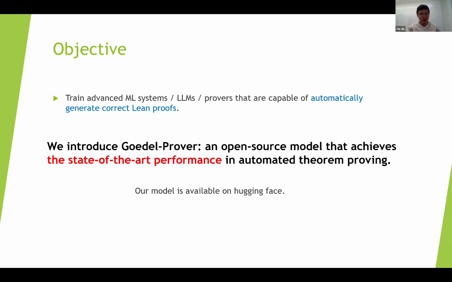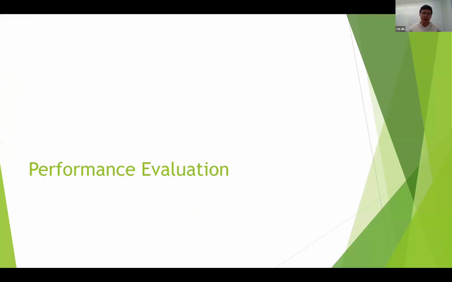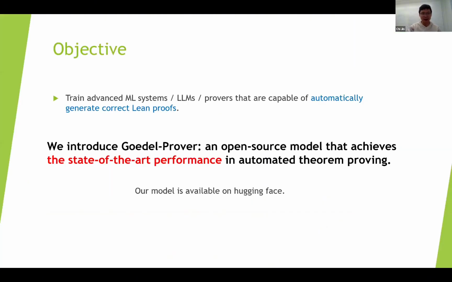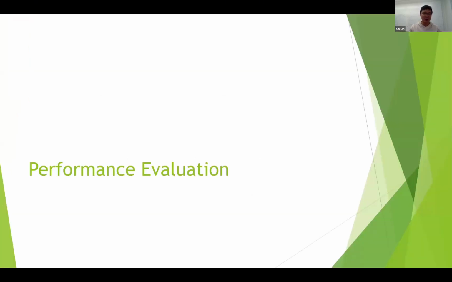Okay, so if no questions, I guess I will first talk a little bit about evaluation, because I made a bold claim that we achieved state-of-the-art performance. So I want to convince you that we indeed achieved that. This goes to a question: how do we evaluate the model, and how do we say some model is good, some model is bad?